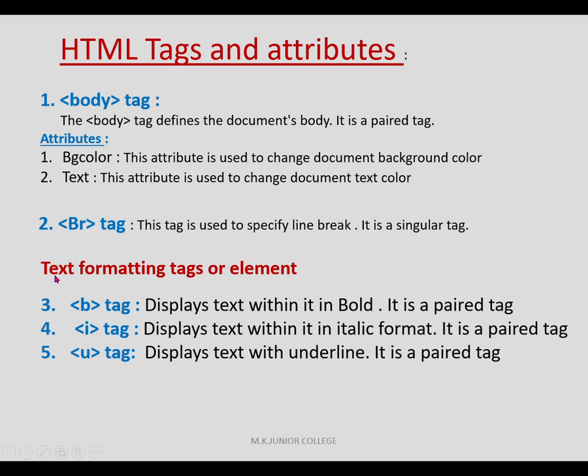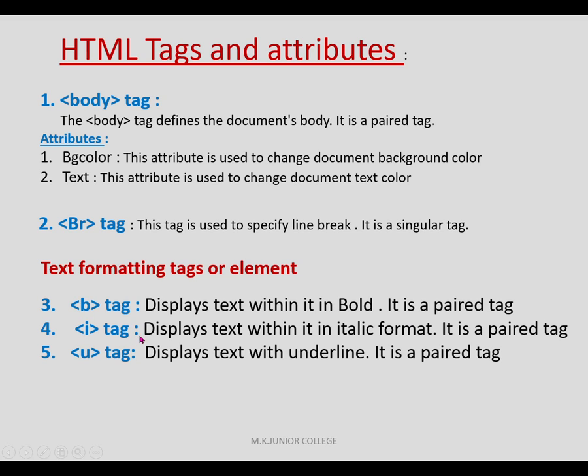Before that, some text formatting tags which are very important. We'll discuss those and then we'll take one example. So, text formatting tags. Many tags are there. Out of that, we'll start with the very basic tags. First is the B tag, which stands for bold tag. It displays the text within it in boldface. It is again a pair tag. Whenever you use a B tag, you have to use it at the beginning and close it at the last with the closing tag. So this B tag gives you the bold effect.